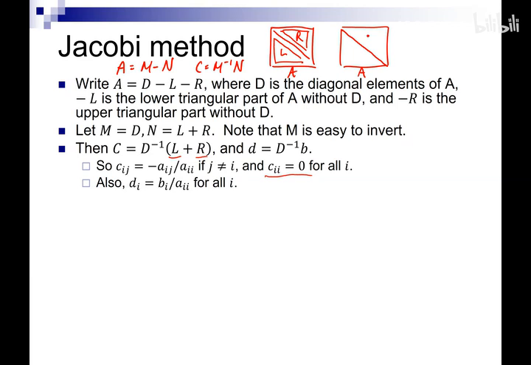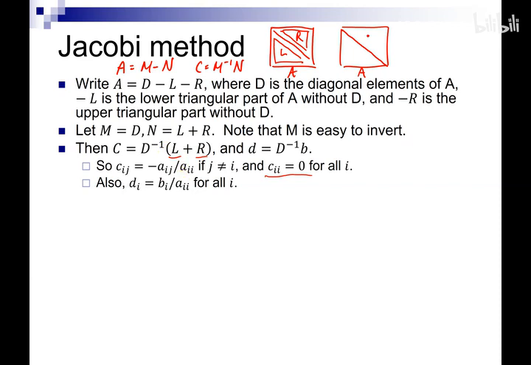Off of the diagonal, the C matrix is exactly equal to the negative of the A matrix. So in the ijth position of C, you have negative Aij. Before you multiply by D inverse, in the ijth position of L plus R, you have Aij, negative Aij, and then you multiply by D inverse.